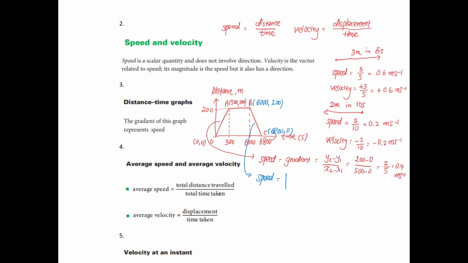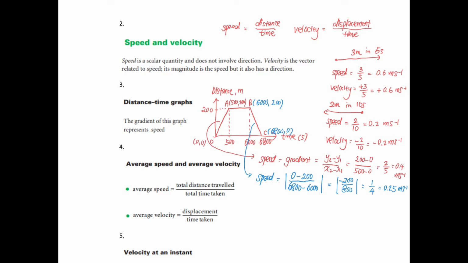So 0 minus 200 over 6,800 minus 6,000. We put a modulus there, and after that you get negative 200 over 800, which is 1 over 4, which is 0.25 meter per second. So that is the speed.